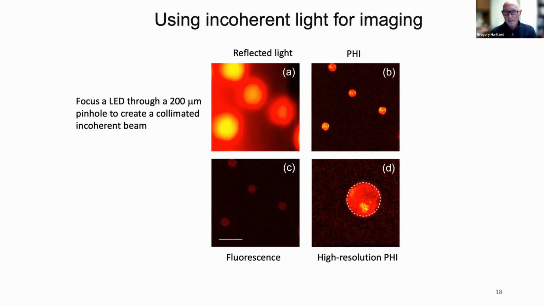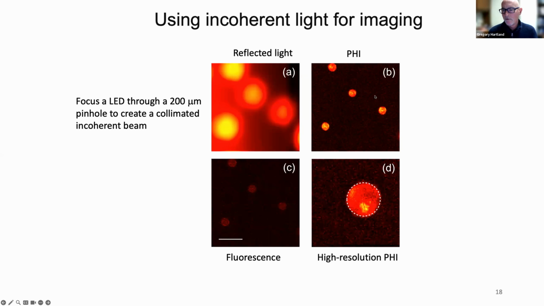So if we look at the reflected light images right now, the spot size is basically the projection of the pinhole onto the field of view of the microscope. So the spatial resolution is terrible in the reflected light image. But when you look at the PHI image, it's pretty good. And now we've also got rid of the ring effects from doing this.